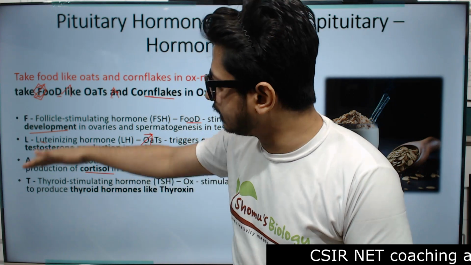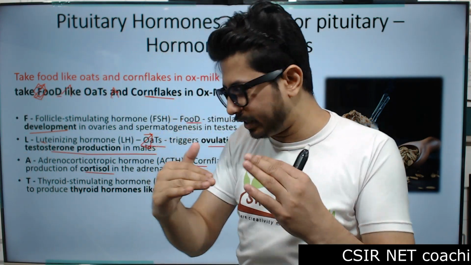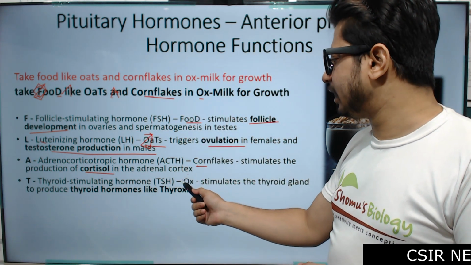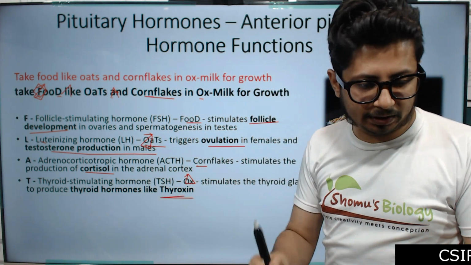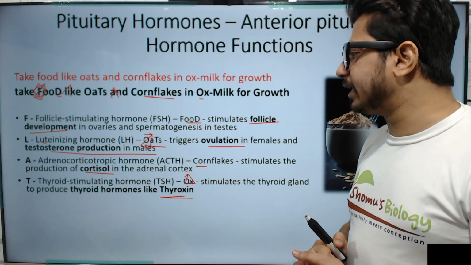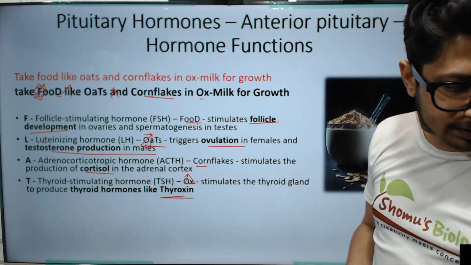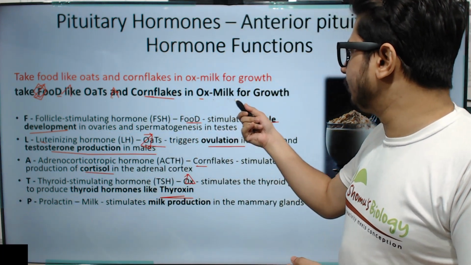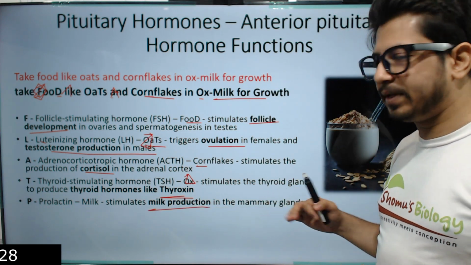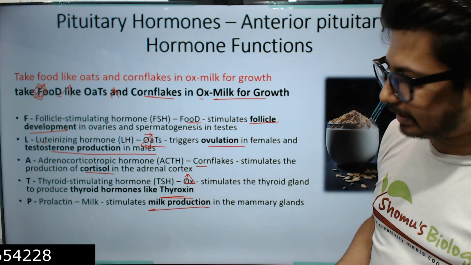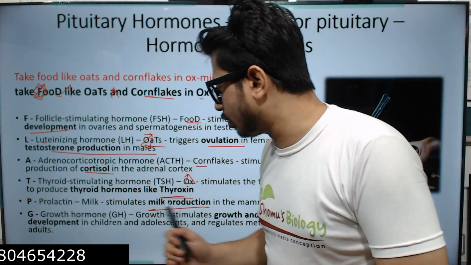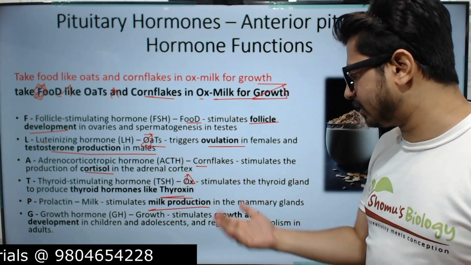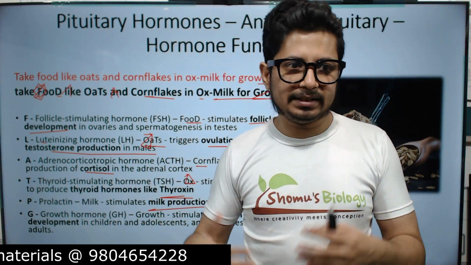So remember, flat P, that order is maintained. Next is thyroid stimulating hormone, and that is ox, thyroxine. That's why you say ox, thyroxine. TSH stimulates the thyroid gland to produce thyroxine. Next comes P, prolactin. We know flat P, prolactin. We have milk. It helps in milk production in the mammary glands. That is the job of prolactin. And last one, pig, G for growth hormone. What is the job of growth hormone? Its job is growth and development in children and adolescents, and it regulates metabolism in adults.